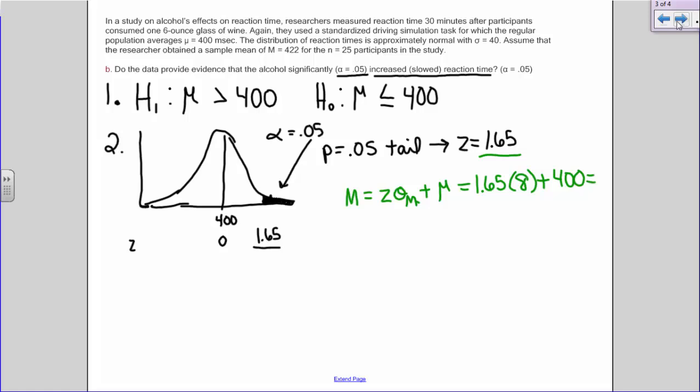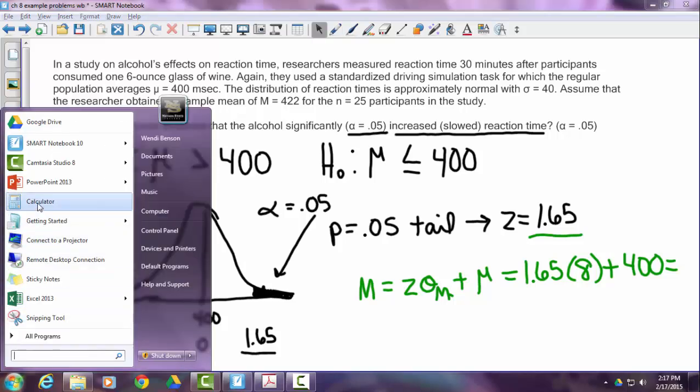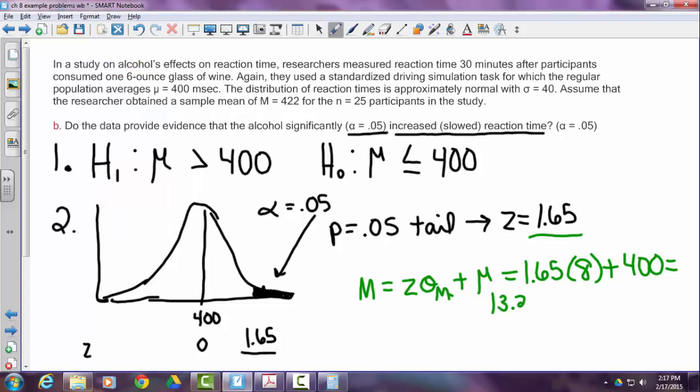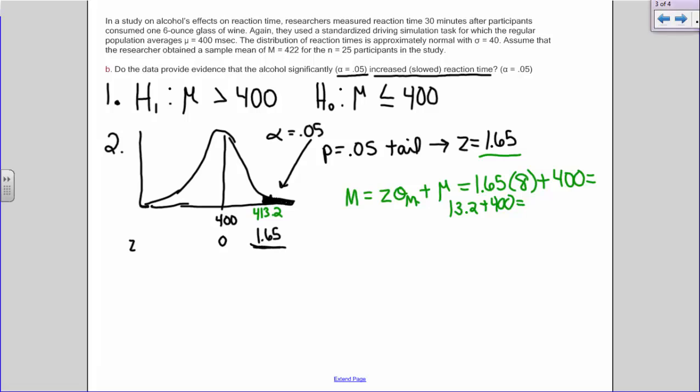All right, so let's plug that into our calculator here. 1.65 times 8 gives you 13.2, plus 400 for 413.2. So just showing you that this critical value is tied to a sample mean.